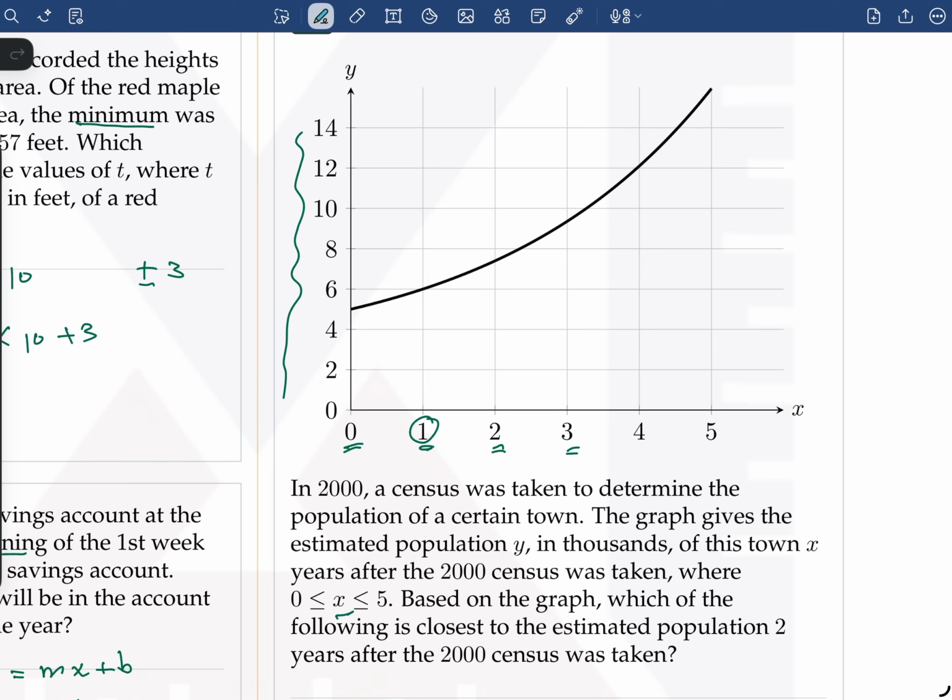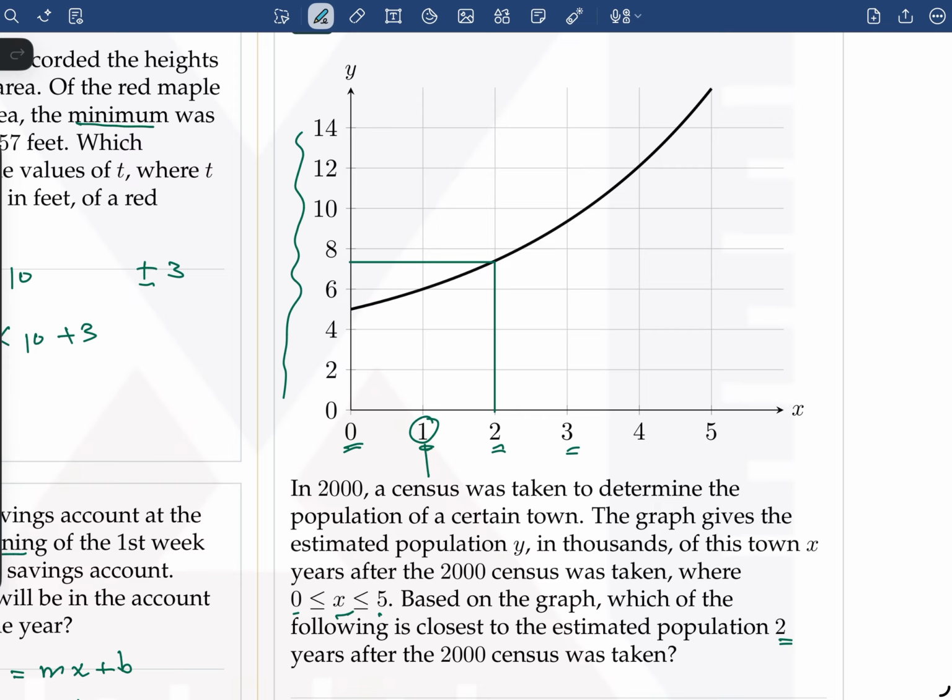Okay, where x is between 0 and 5 inclusively, based on the graph, which of the following is closest to the estimated population 2 years after 2000? This is 1 year after 2000, 2 years is here after 2000. So we have to move up this way until we reach the graph. Once we touch the graph, we move to the left. And we can try to imagine the number here.